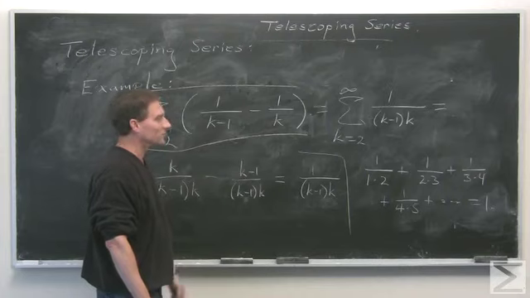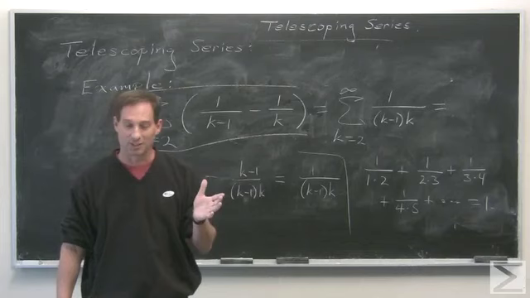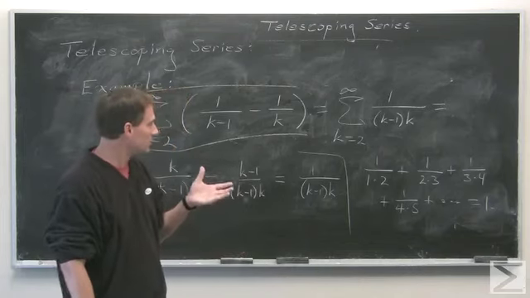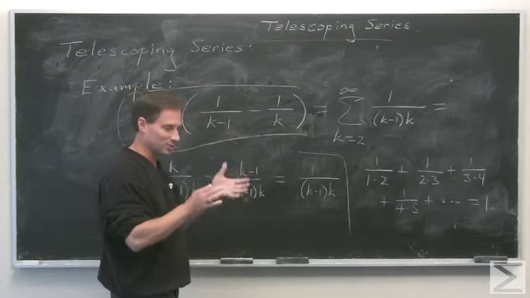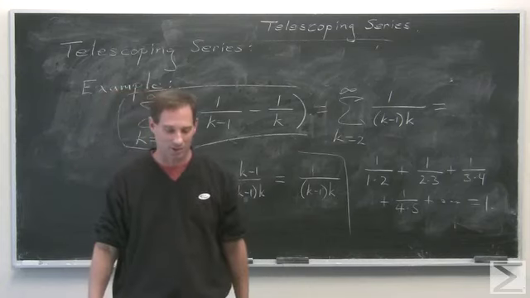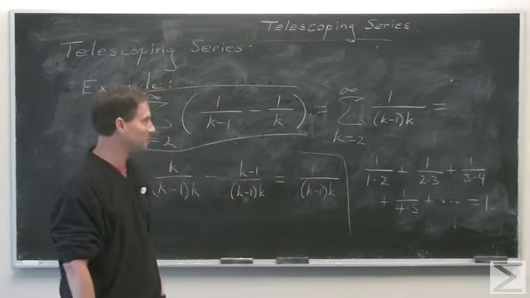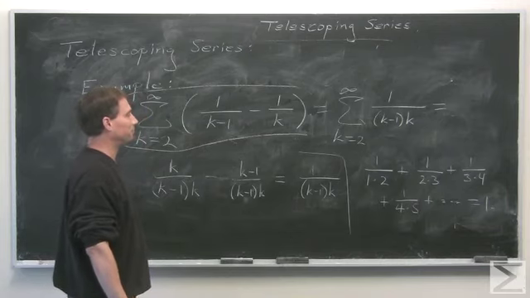All right, so those are telescoping series. There's not a big deal to memorize here. It's just if you've got something that's in this form, you just write out the partial sums. You can see the cancellation in pairs. You can see the formula for the partial sums, and then you take the limit.